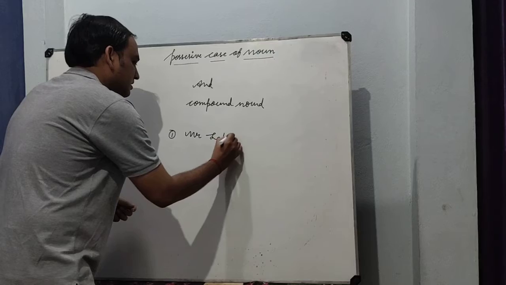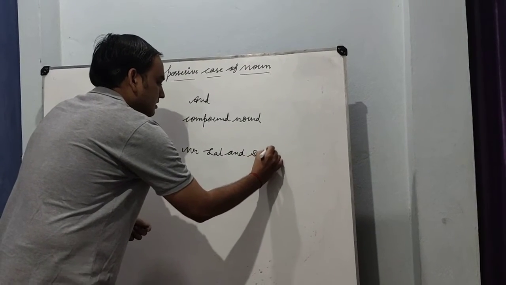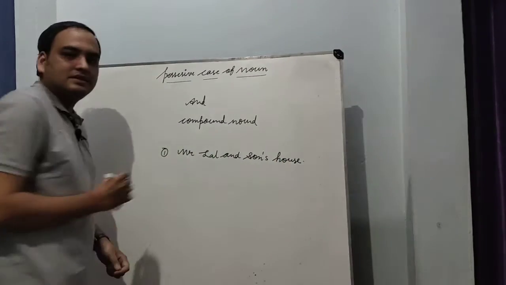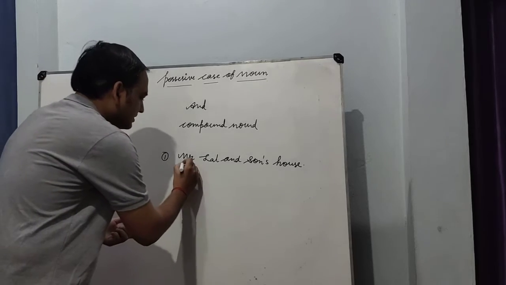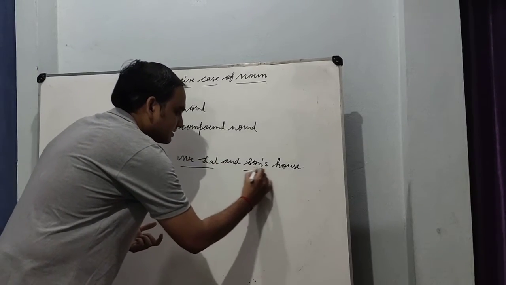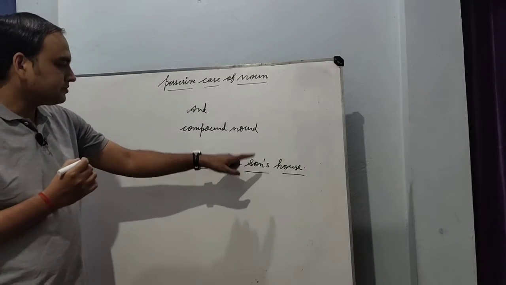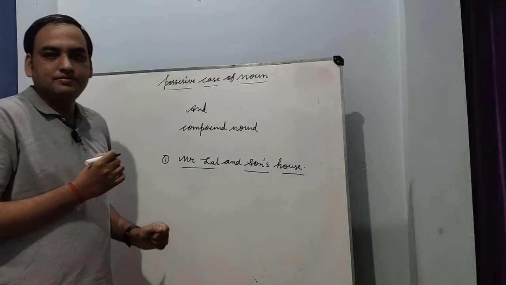Lal and Son's house. It means that we are showing the possession of Mr. Lal and his sons with house. So we are using possessive with the last noun.